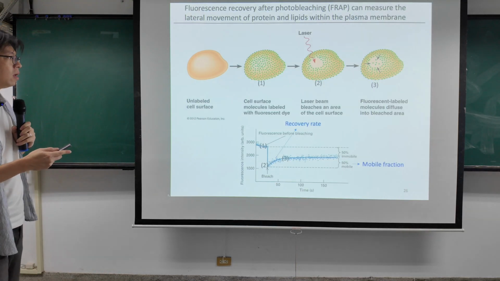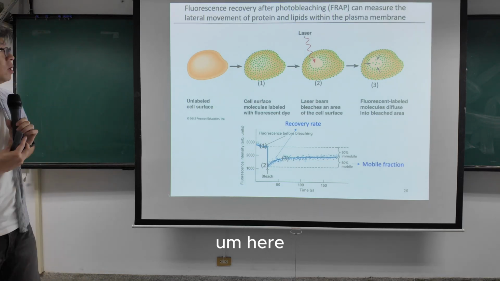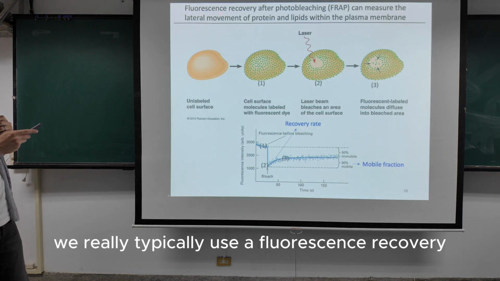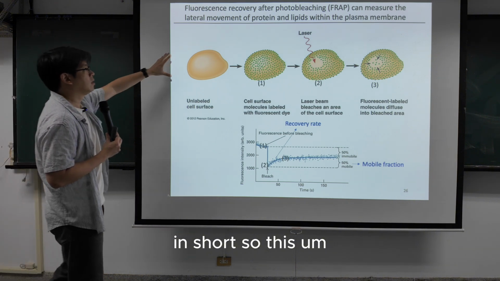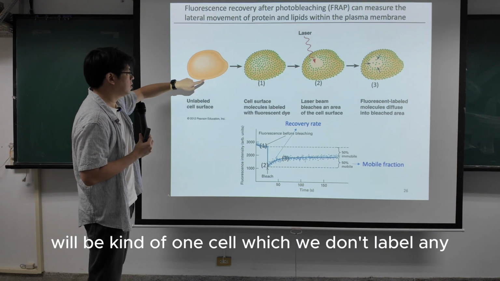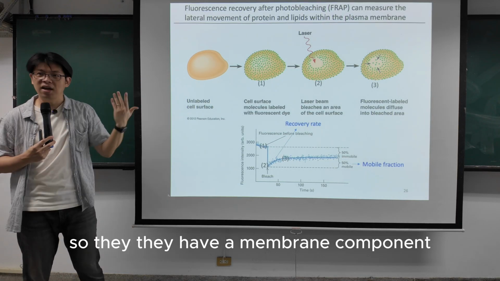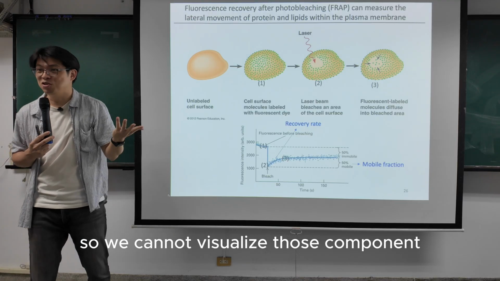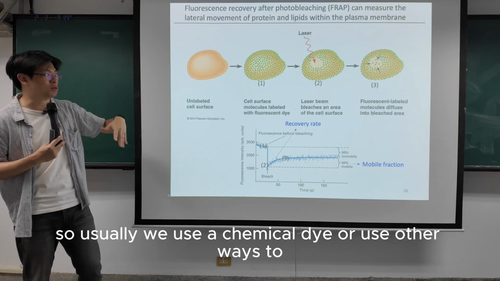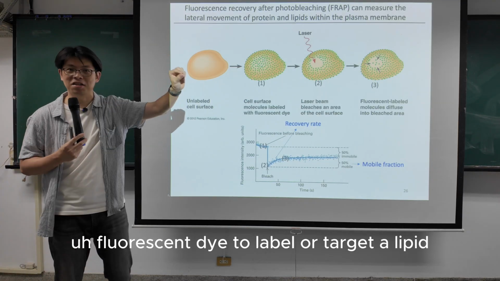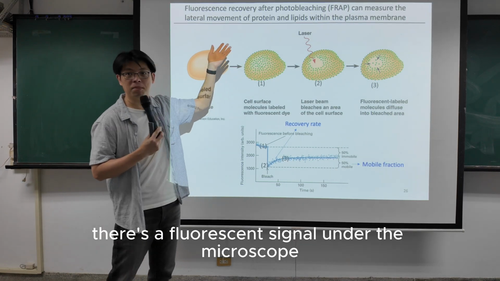Okay? So how do we measure those molecular dynamics? Here we typically use fluorescence recovery after photobleaching, or FRAP for short. So this would be one cell which we don't label anything, okay? So they have membrane components, but we don't label them, so we cannot visualize those components. They are transparent. So usually we use a chemical dye or other ways to fluorescently label or target a lipid, so therefore we can visualize it. They will show us a fluorescent signal under the microscope.